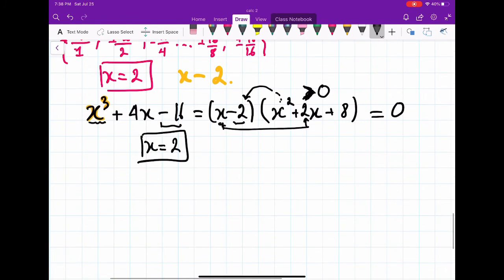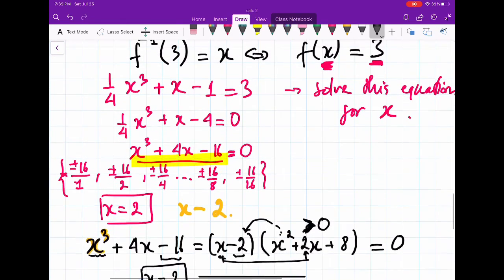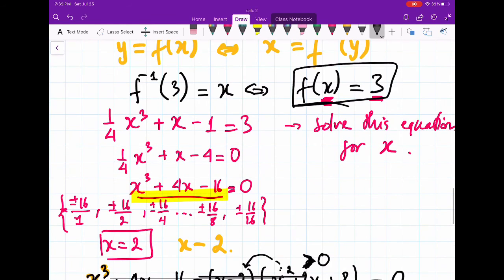That means f of 2 is equal to 3, or f inverse at 3 is equal to 2. That's how we can solve such a problem. Of course, when you read the textbook, they tell you, yes, you plug x equal to 2 into the equation, and you can see that the function value is equal to 3 right away. But we need to solve that equation. It is not just that you already have that value. Make sense?